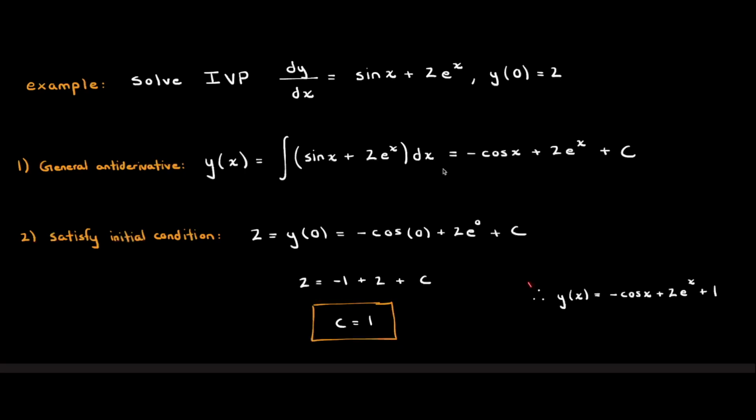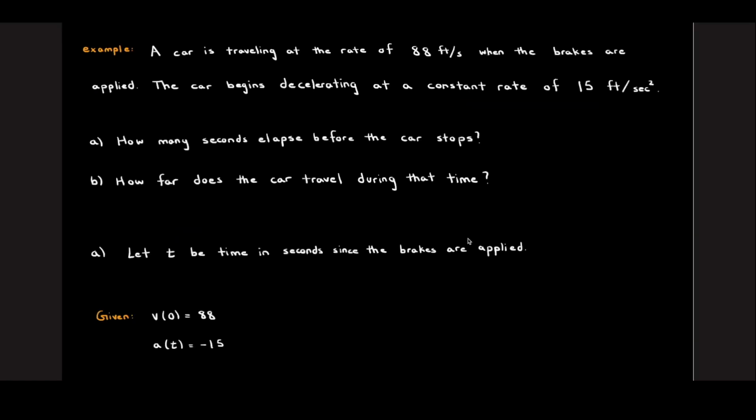Therefore, the solution to this differential equation is going to be y of x is equal to negative cosine x plus 2e to the x plus 1. So this is the particular member of the family that will satisfy both being an antiderivative of this function and passing through this point. Let's take a look at another example.